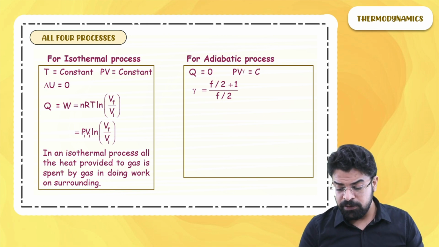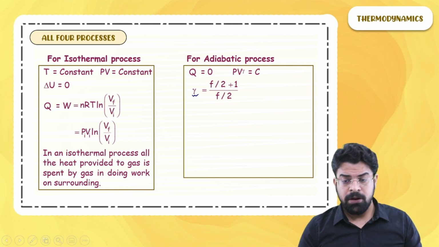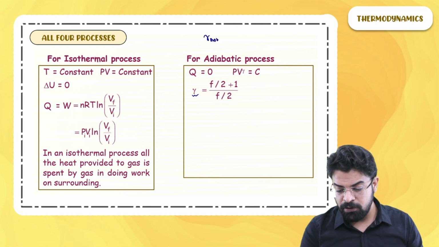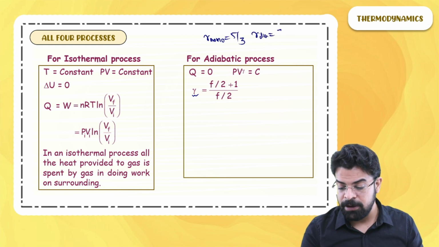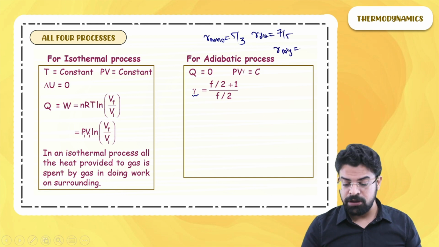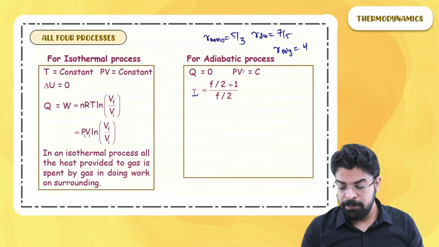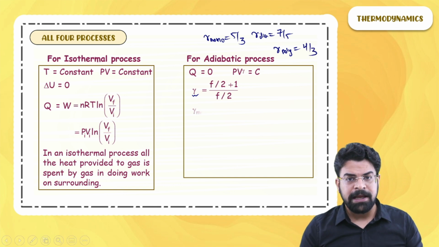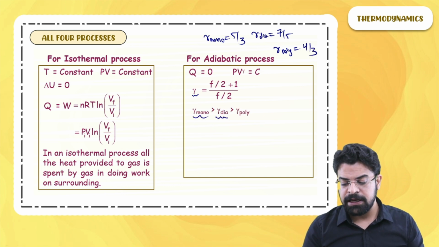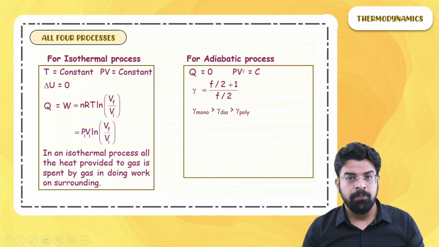Now, when you find the value of gamma, for monoatomic, the value of gamma comes out to be 5/3. For diatomic, substituting F as 5, the value of gamma comes out to be 7/5. And for polyatomic, the value of gamma comes out to be 4/3. So we get that gamma mono is greater than gamma dia, which is greater than gamma poly.